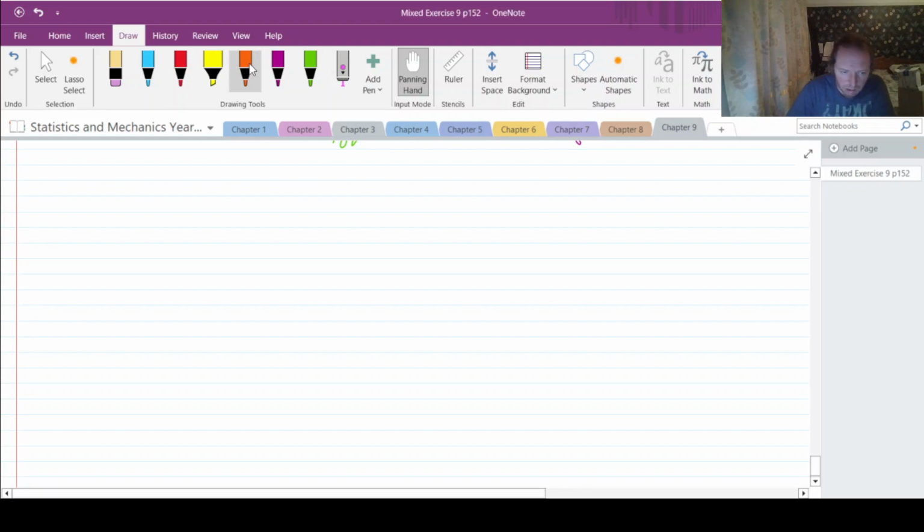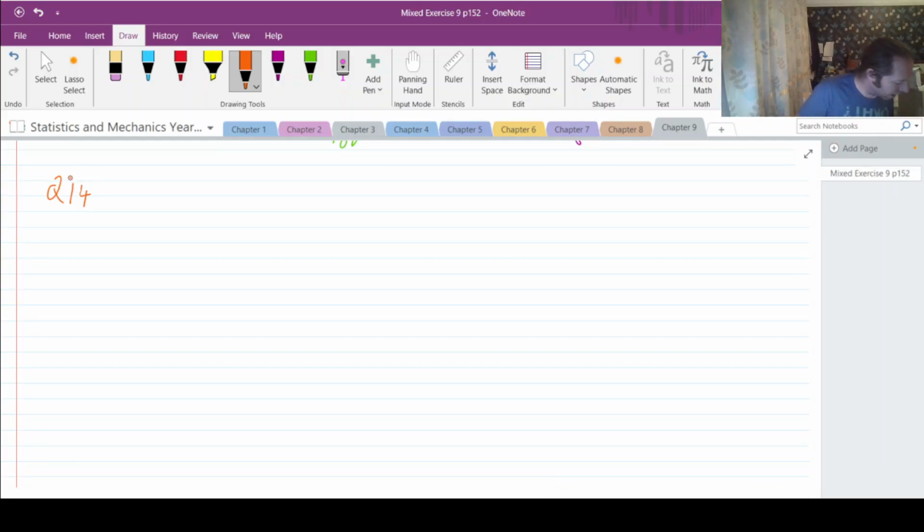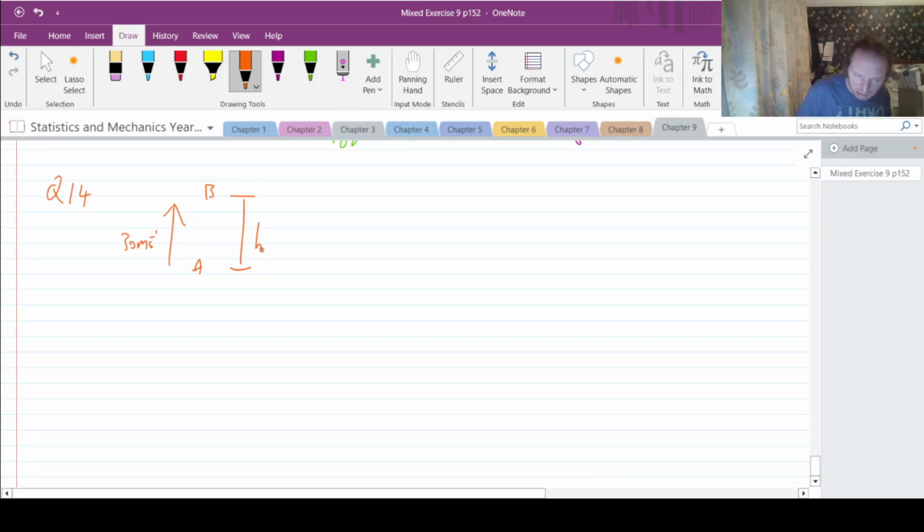Okay, so here we are, Stats Mechanics Year 1, Chapter 9, Question 14. A particle is projected vertically upwards with a speed of 30 meters a second. Going up like that, 30 meters a second, from a point A. The point B is h meters above A. So point A is here, point B is up here, and the distance there is h.